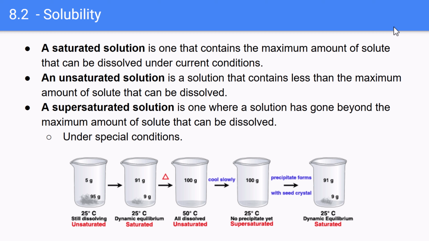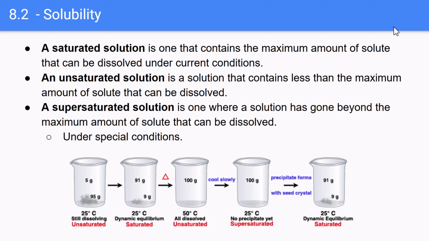So let's talk about a couple more vocabulary terms related to the idea of solubility. The first is what is known as a saturated solution. A saturated solution is one that contains the maximum amount of solute that can be dissolved under certain conditions. An unsaturated solution contains less than the maximum. And a supersaturated solution is one where the solution has gone beyond the maximum amount of solute that can be dissolved under certain conditions.